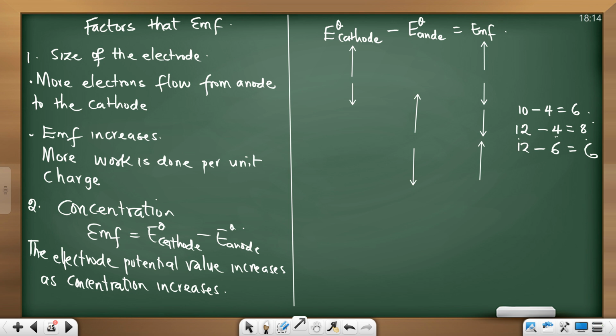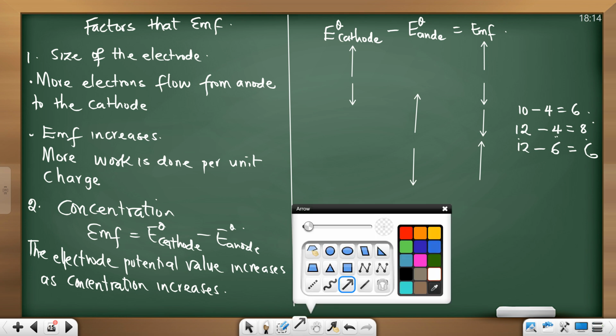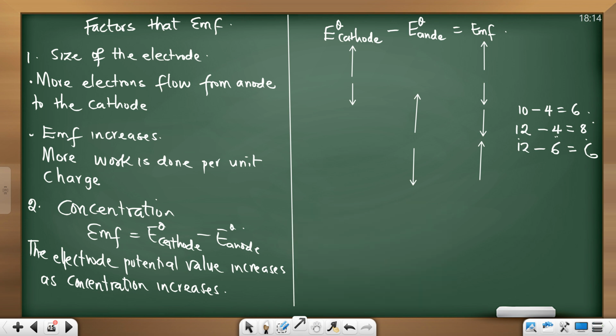Yes, Chris, factors that affect EMF. Can I move on? Number 3. Oh, still on concentration. Contamination. Quickly, let's be fast on that. Then I'll look at temperature. Contamination. I'll show you just one second.